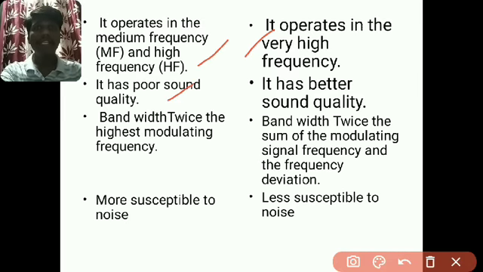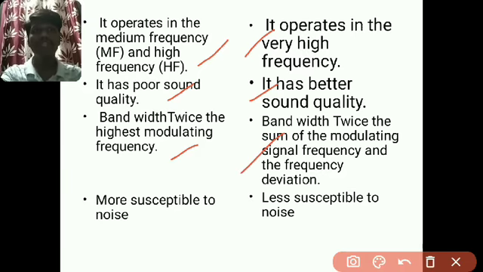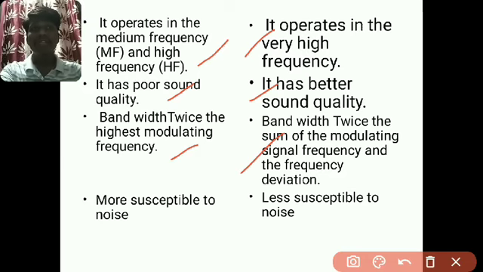And the next one: amplitude modulation has poor sound quality, and frequency modulation has better sound quality. In amplitude modulation the bandwidth is twice the highest modulating frequency, 2Fs. In frequency modulation the bandwidth is twice the sum of the modulating signal frequency and the frequency deviation, because deviation means the number of oscillations will vary, going up to an infinite number of oscillations.